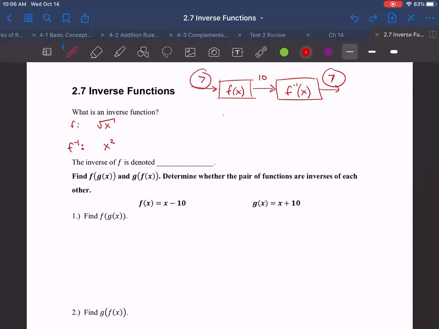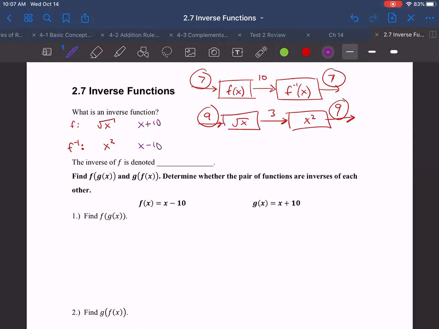So I have square root, I give it 9, it outputs 3. I then put that 3 into x squared, which is the inverse of it, and it outputs 9. And again, I end up back with what I started at the beginning. So it's just a function that undoes what the other function does. Another example could be if we have something plus 10, if we add 10, how do we undo that? Well, we take 10 away.